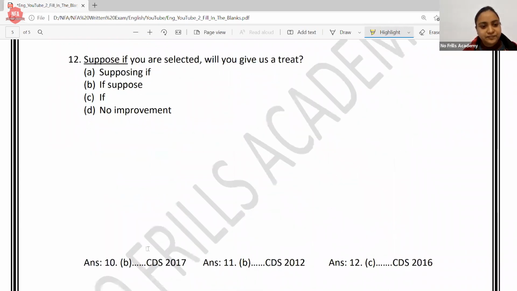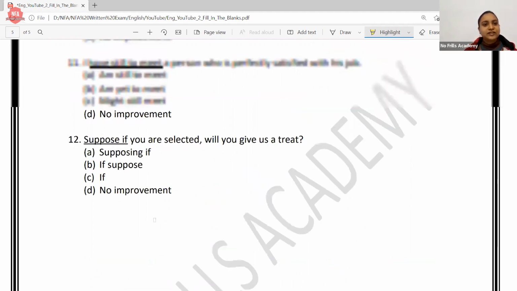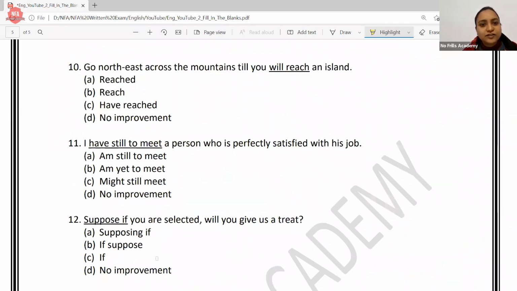Answers. Check back. 10th is B, 11th B, 12th C. These are asked in CDS examinations. Let us understand why. Go northeast across the mountains till you will reach. Go northeast across the mountains till you reach an island. Here, the future is accommodated in the present tense. Till you reach. So always till you do something. Do, not will do. Till you do something.